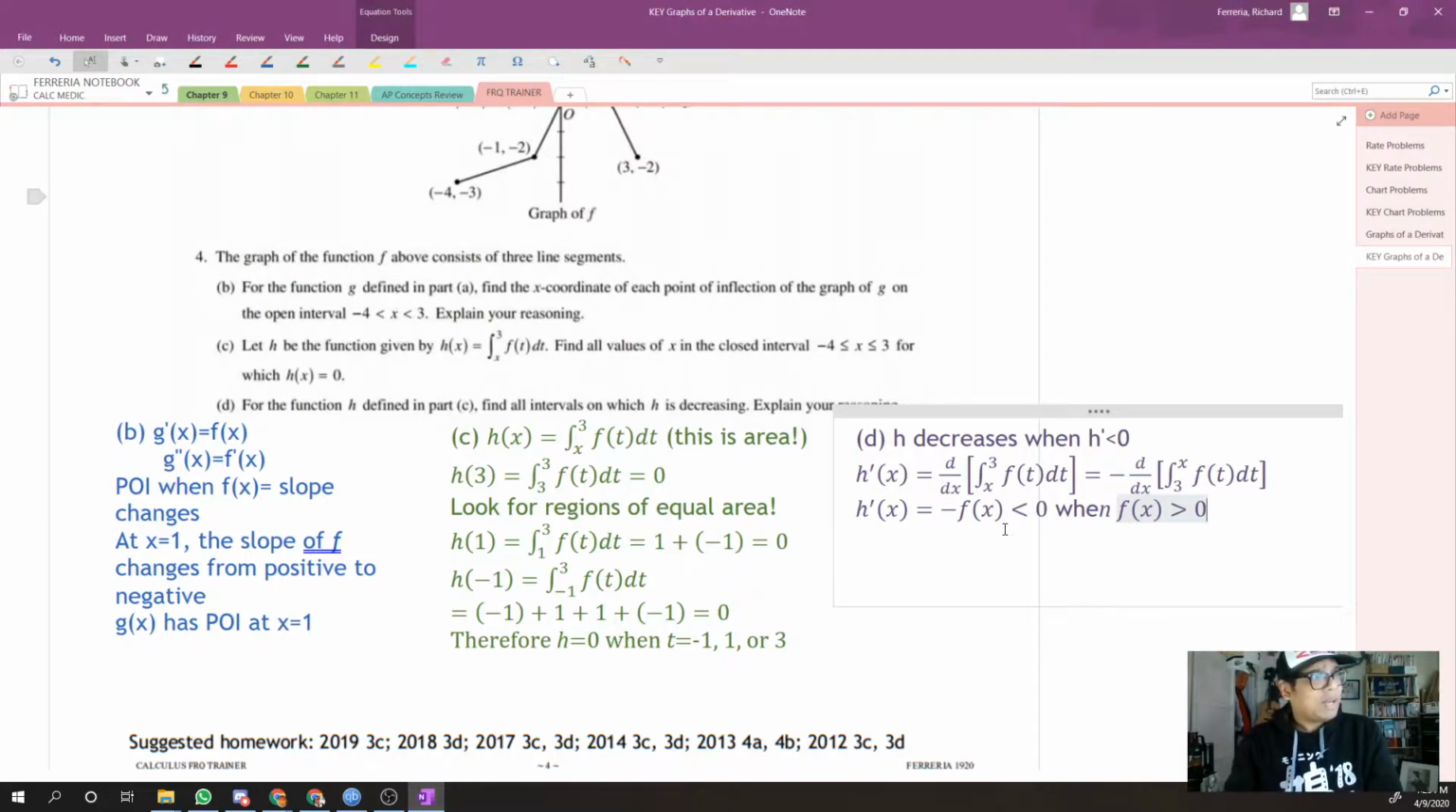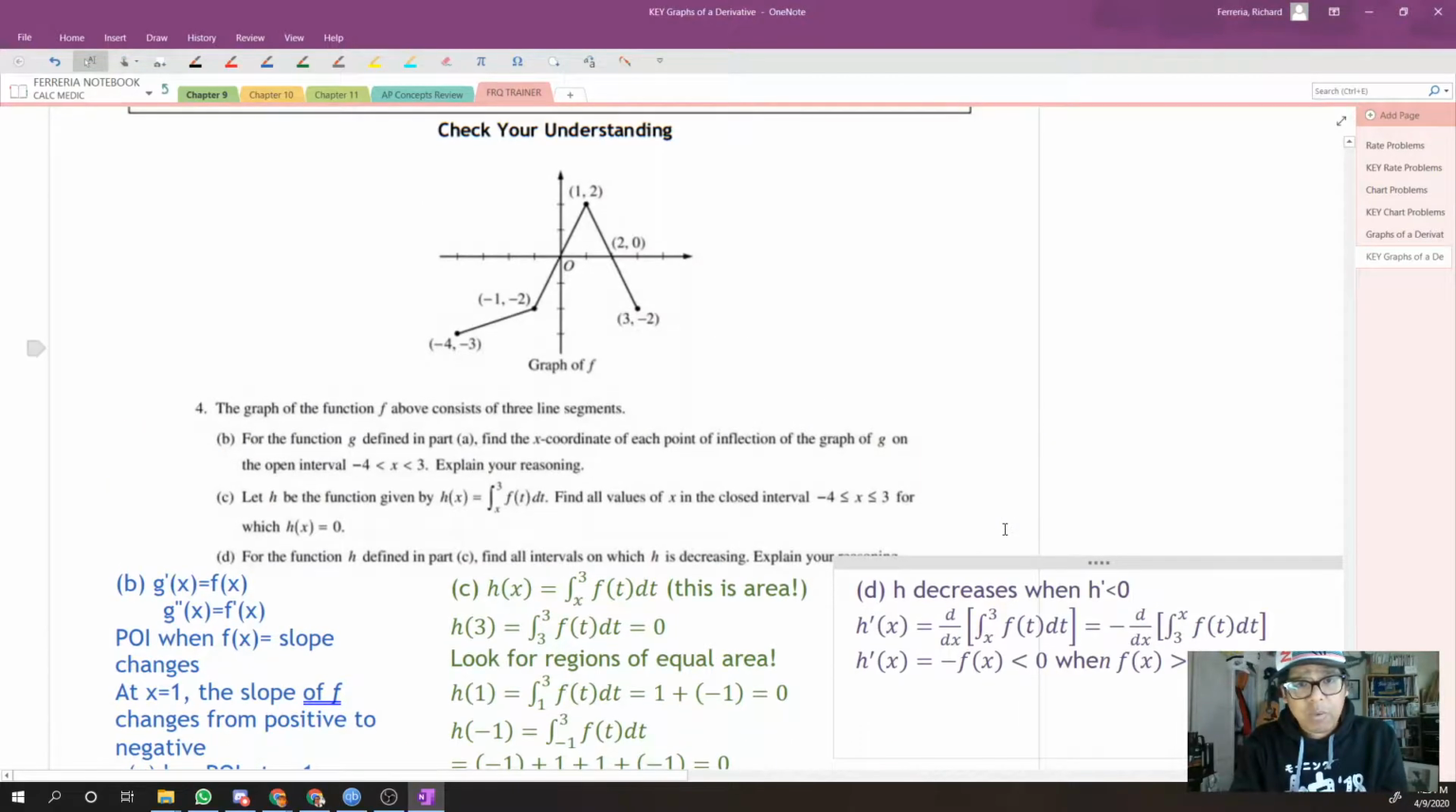So when is negative f of x less than 0? Do a little bit of algebra here, and you'll see that this is the same thing as when is f of x greater than 0? So all you got to do now is figure out when is f of x greater than 0. When is the curve of f above the x-axis? And I think you can see it.